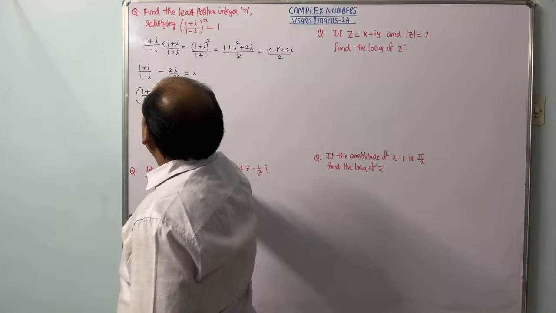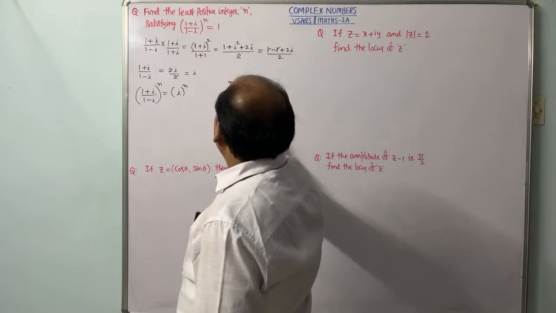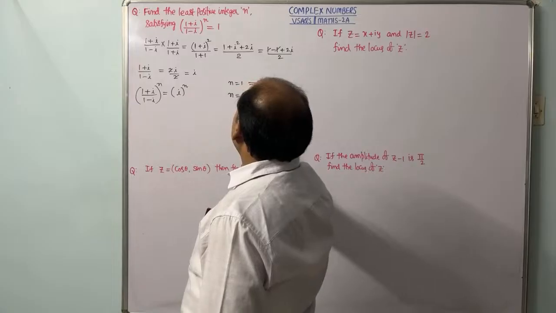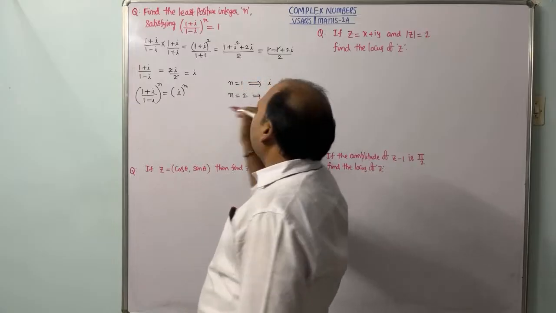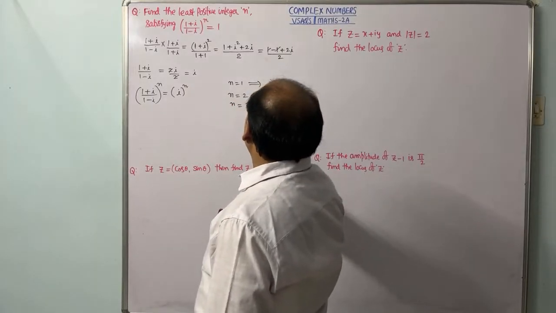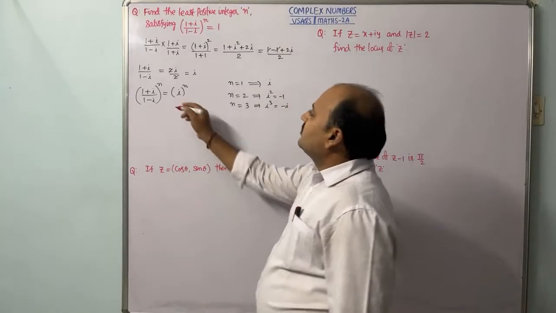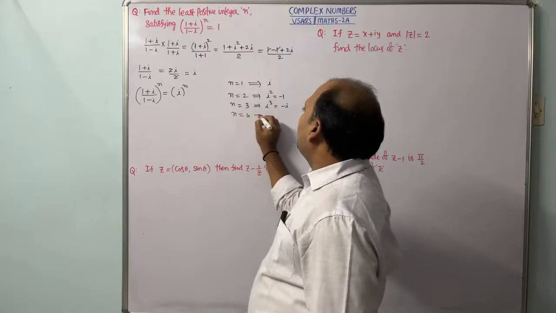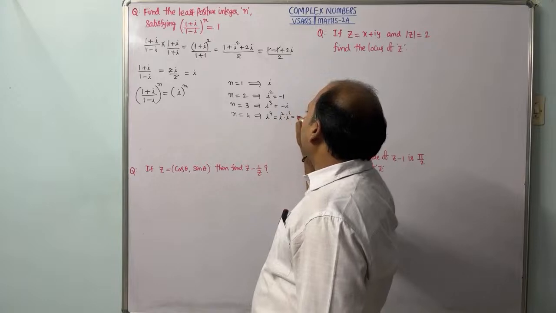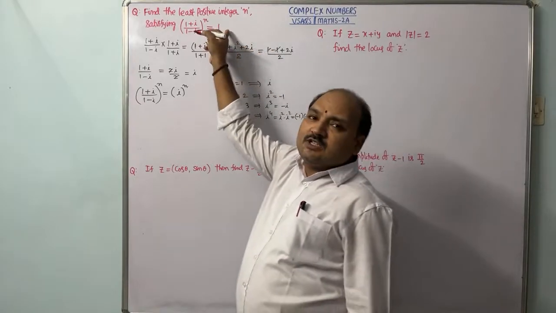So power n. I am taking n is equal to 1, it will become i. If n is equal to 2, it will become i square, which is equal to minus 1. If n is equal to 3, it will become i cube, that is i square, minus 1, into i, minus i. If n is equal to 4, if you substitute, i power 4, i square into i square, minus 1 into minus 1. So they are asking to prove this result as 1.